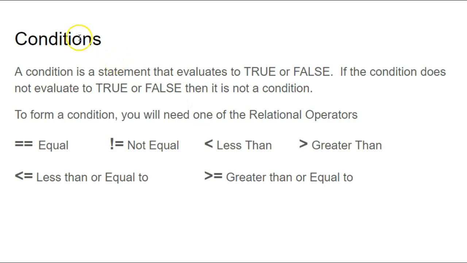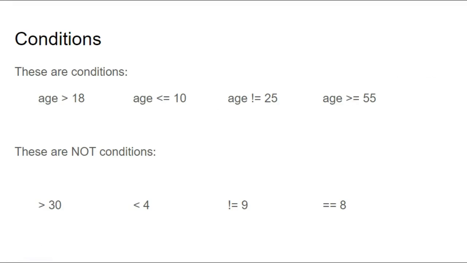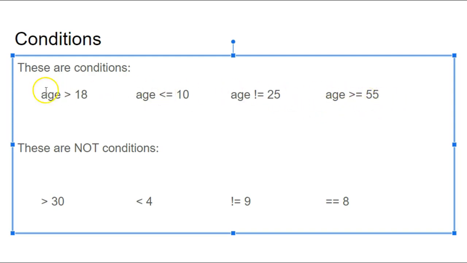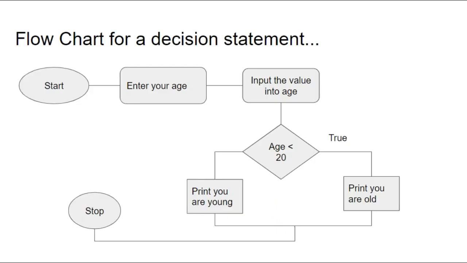An if statement uses a condition, which is a statement that equates to true or false. If it doesn't equate to true or false, then it's not a condition. To build a condition, you need these six relational operators: equal to, not equal, less than, greater than, less than or equal to, greater than or equal to. And those spaces and these symbols, this is one thing, so is this, and this guy and this guy. So these guys right here would be an example of a condition. These down here are not complete and they don't equate to true or false. So true or false, conditions, not conditions.